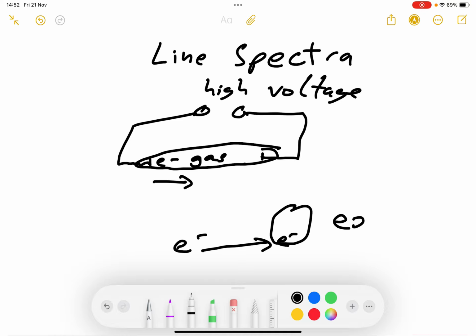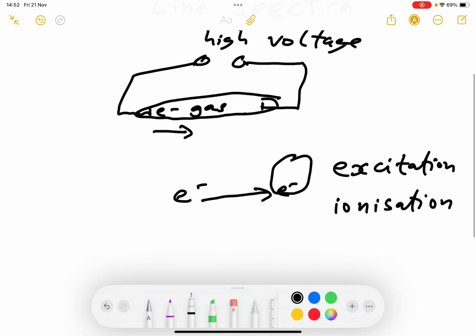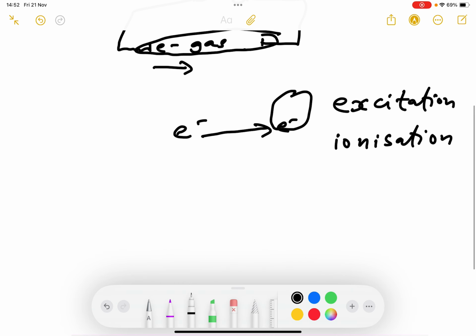atom, and this can either cause an excitation or it can cause an ionization. So we'll draw little diagrams for these, but ionization is the total removal of an electron if there's sufficient energy. Excitation is moving to a higher energy level. So we can represent the energy levels in an atom as a set of lines like this.